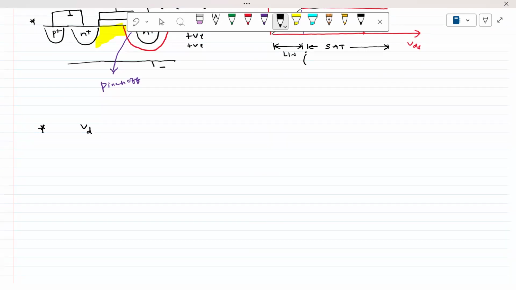Whatever drain potential you apply, if it is more than VGS minus VTH, I'm so sorry, I mean if VDS is more than VGS minus VTH, then pinch off will occur. So you may ask the question, what is the reason why? Let me call this also source. Why has this happened?